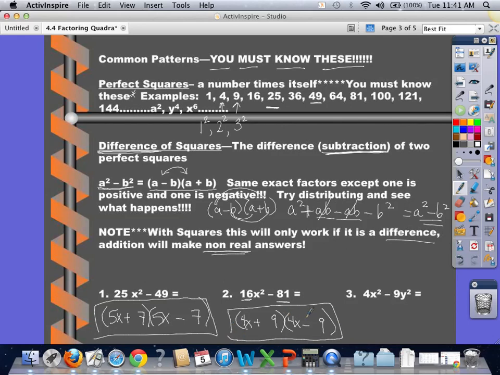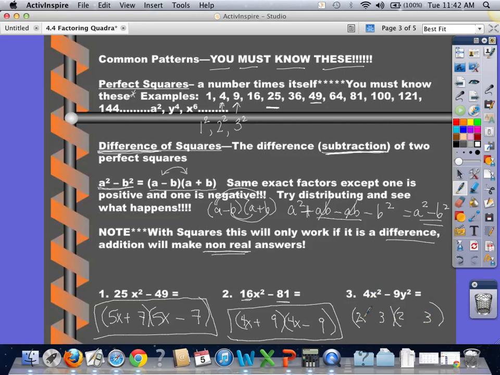All right, the next one, 4x squared minus 9y squared. 4 is a perfect square. 9 is a perfect square. We can split x squared and y squared up, and we have a difference. This one is also difference of squares. Split the 4. Square root of 4 is 2. Square root of 9 is 3.